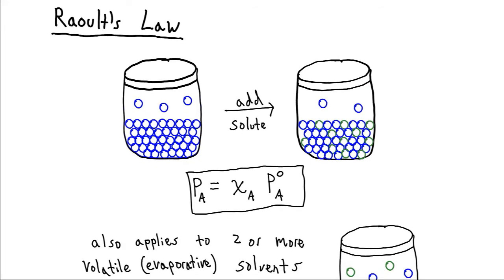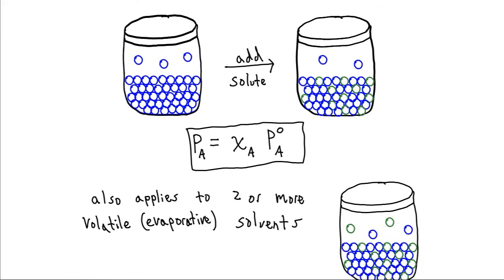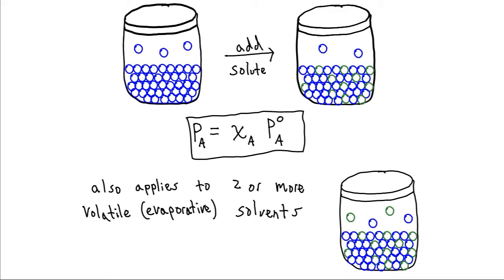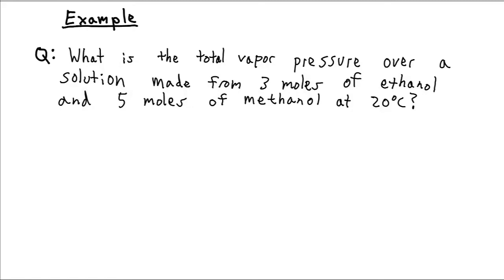Now, say we let these green molecules go ahead and escape as well. And Raoult's law will also describe that situation. So we can use Raoult's law to figure out the vapor pressure for the blue molecules, and we can use Raoult's law to figure out the vapor pressure from the green molecules. And altogether, that will be the total pressure in our container. Let's say we have a solution. Our solution consists of ethanol and methanol, 3 moles of ethanol, 5 moles of methanol. We're at 20 degrees Celsius. What's going to be the pressure exerted over the solvents if we have a closed container due to their evaporation?